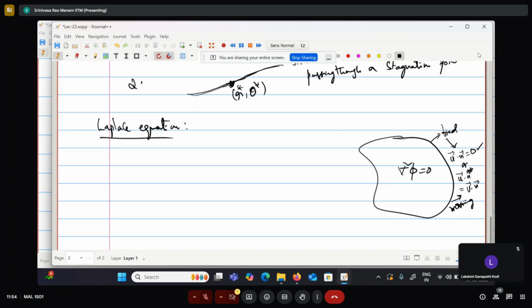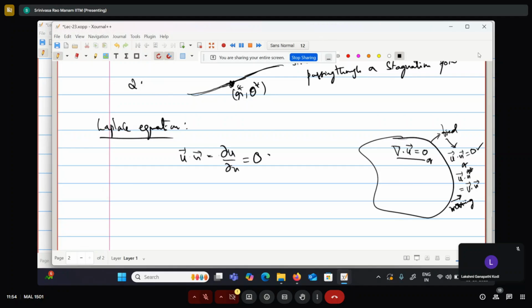For example, you consider n cap where it is fixed. This is actually dou u by dou n equal to 0. Once I write this, you try to write it in terms of del dot u. Inside, del dot u equal to 0, which is coming from your flow. This is equal to your Euler equation, or del square phi.